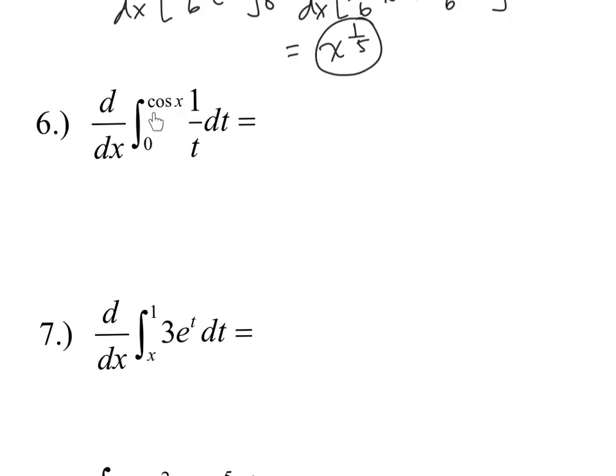What is the derivative of cosine x? Well, the derivative of cosine x is negative sine x. So that's the chain rule part. And then times 1 over, we're going to replace t with cosine x. And that's all there is to it.